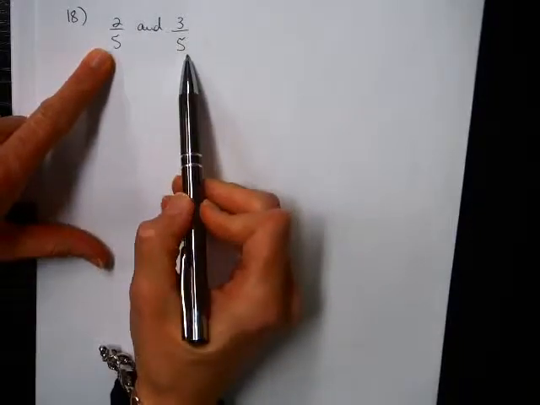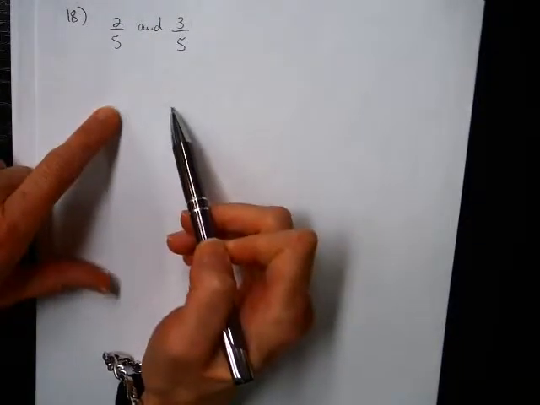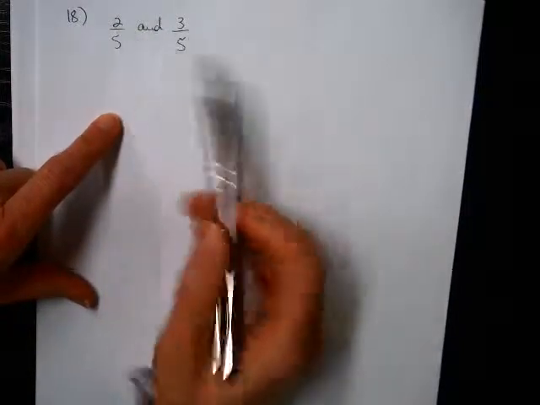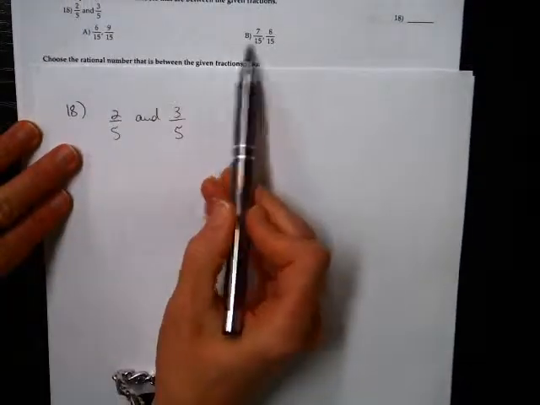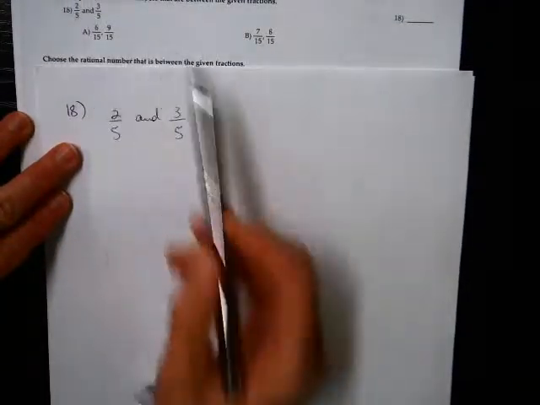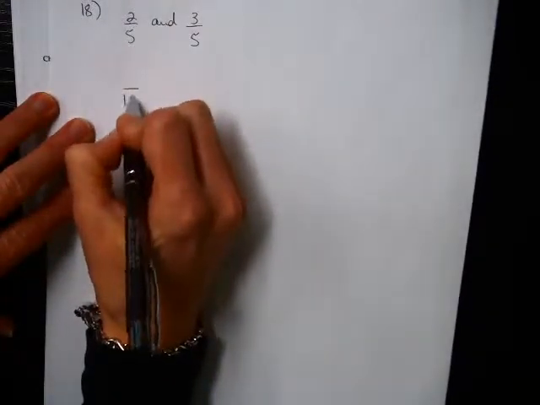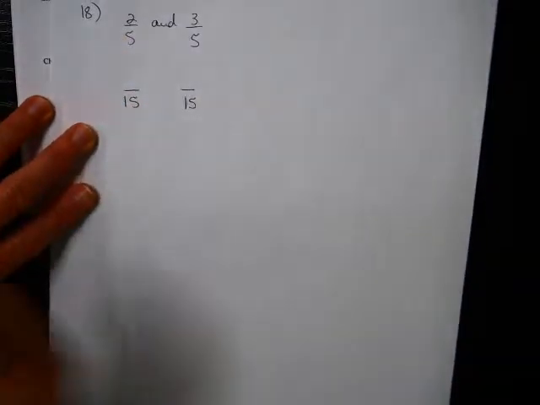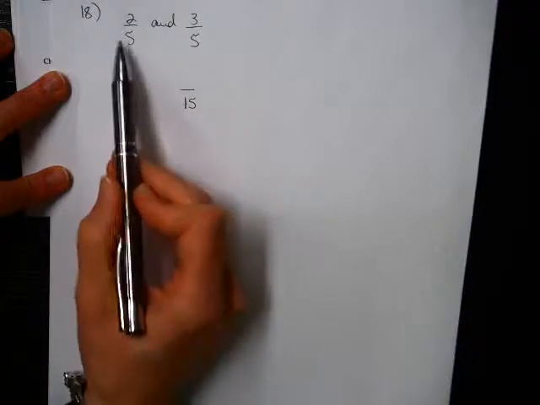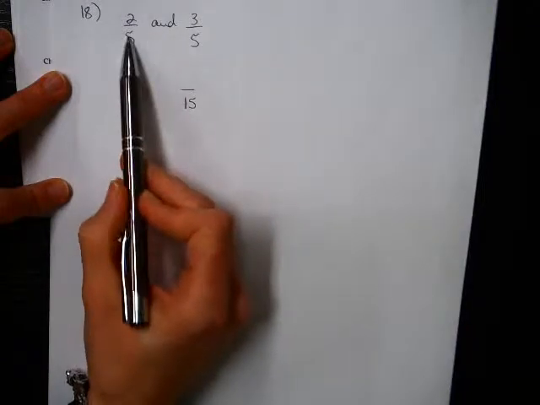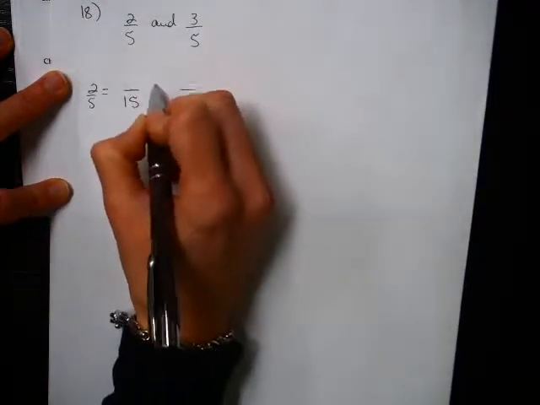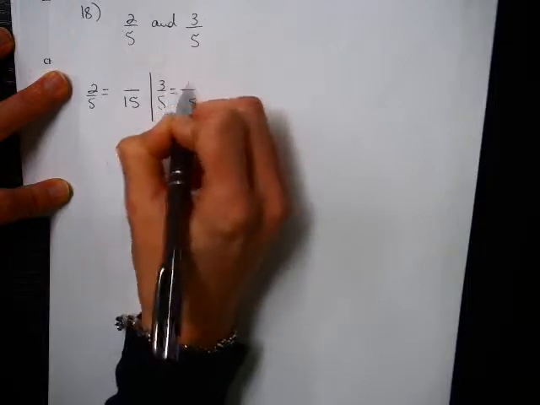if you're looking at that and you're thinking, well, how can I find something in between 2/5 and 3/5? Well, we've got to find a bigger denominator to use in order to be able to find at least a fraction in between these. So if you look at your multiple choice answers, you can see that the denominators on all these choices is 15. So obviously they're wanting us to change these to equivalent fractions using the denominator 15. So if I change my denominator to 15, I can say 2/5 equals something over 15 and then I can also say 3/5 equals something over 15.